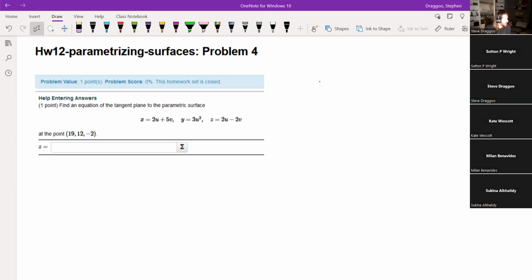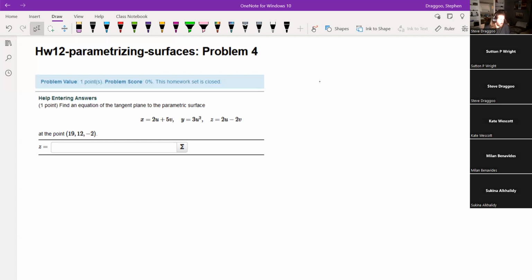What's up next? We want to find an equation of the tangent plane to the parametric surface. x is 2u plus 5v, y is 3u squared, and z is 2u minus 2v. Cool. So let's do that. This one's very similar to the previous problem, where if we want that tangent plane, we're going to need a normal vector. We're going to get our normal vector by taking the cross product of two tangent vectors. And the way that we'll get our tangent vectors is by looking at a u partial derivative and a v partial derivative.